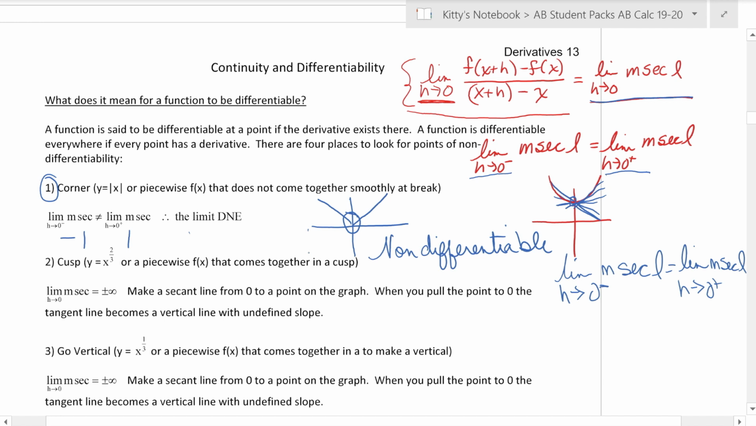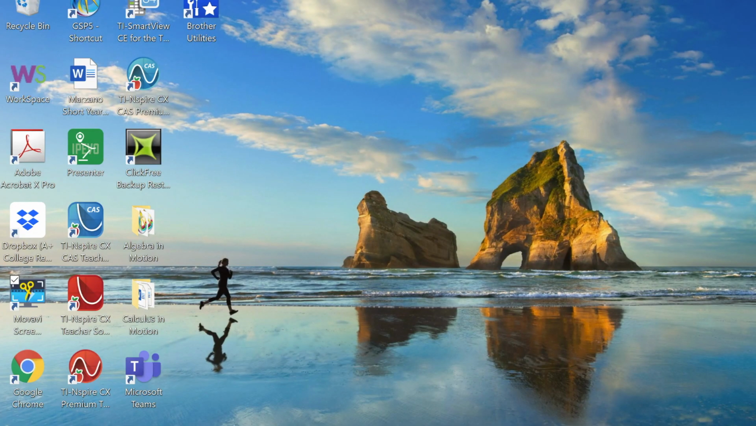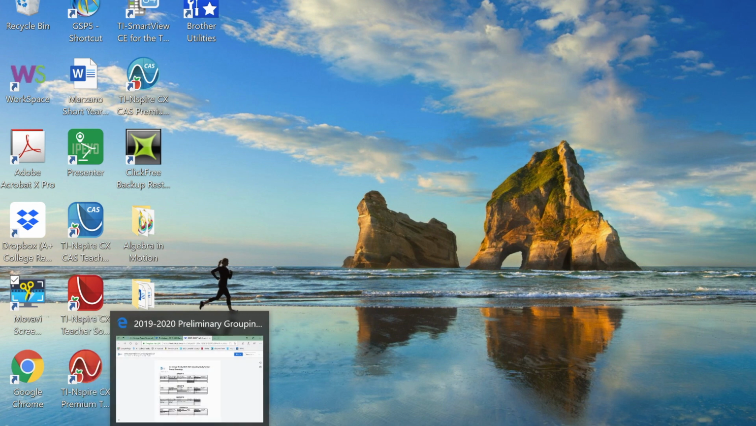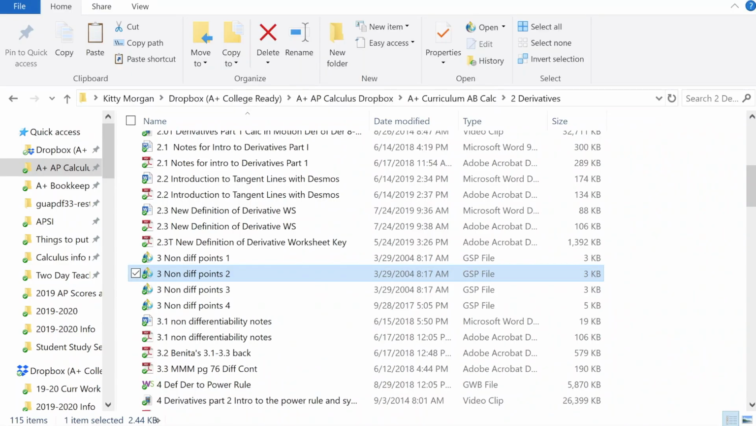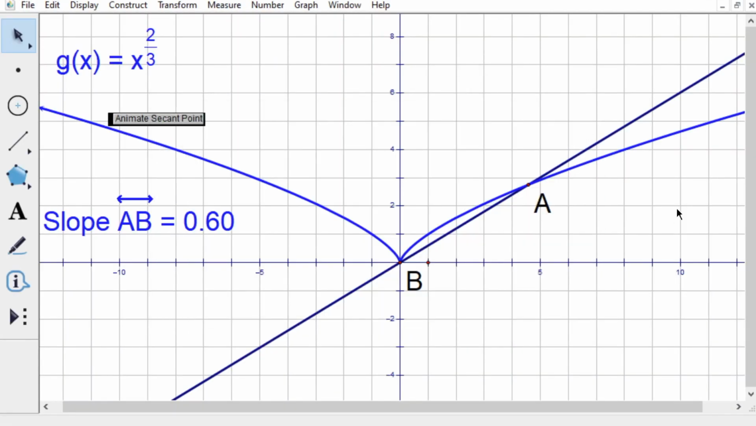Now, let's look at what a cusp is. A cusp is like the x to the 2/3 graph. So I'm going to go make this small. I think that's my cusp. And there he is, Mr. X to the 2/3. Now watch what happens as the secant line approaches.